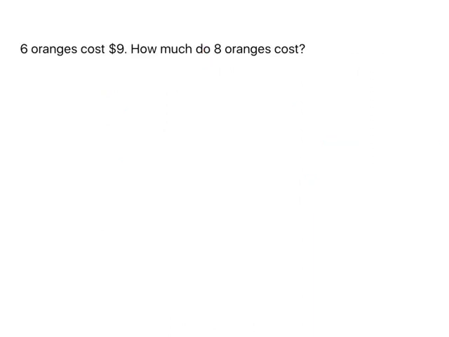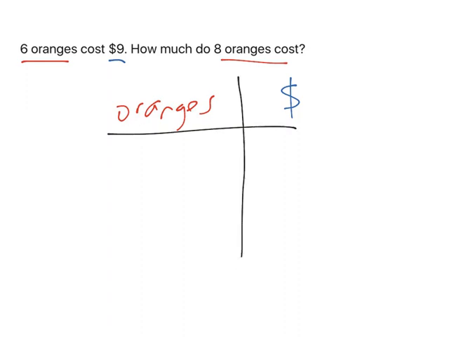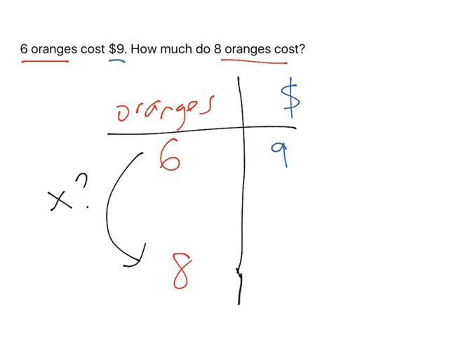Next, 6 oranges cost $9. So again, let's separate out. We have oranges and we have money. So we know that 6 oranges cost $9, and we want to know how much 8 oranges cost. Now this one's a little bit trickier. It's not as obvious. 6 times what number is 8? Now you could do 8 divided by 6, and then you get 4 over 3. That's one way of doing it.